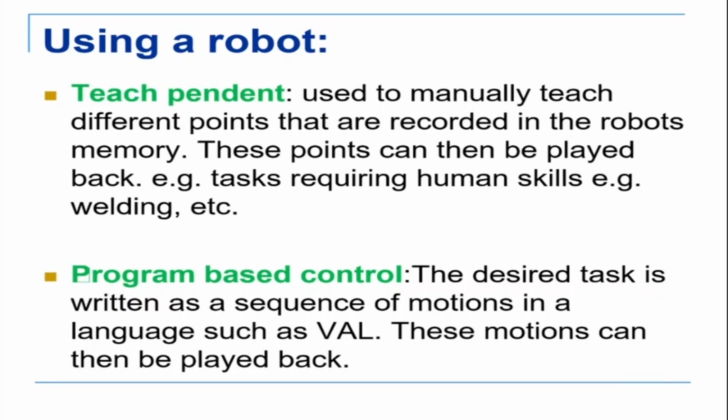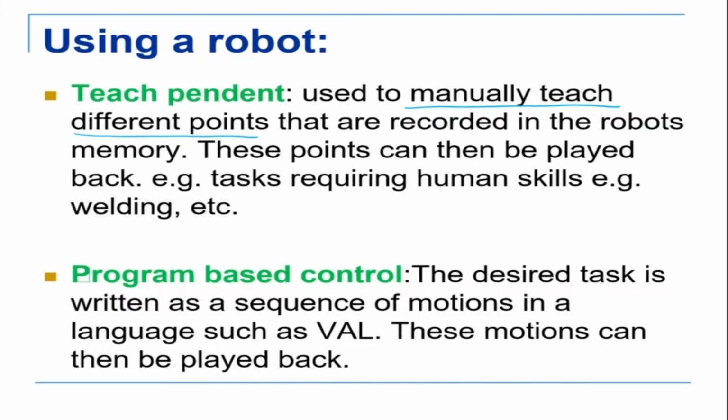One is a teach pendant. The teach pendant is used to manually teach the robot. And what are we teaching the robot? Basically, a robot moves from point to point. So we are basically teaching different points to the robot.